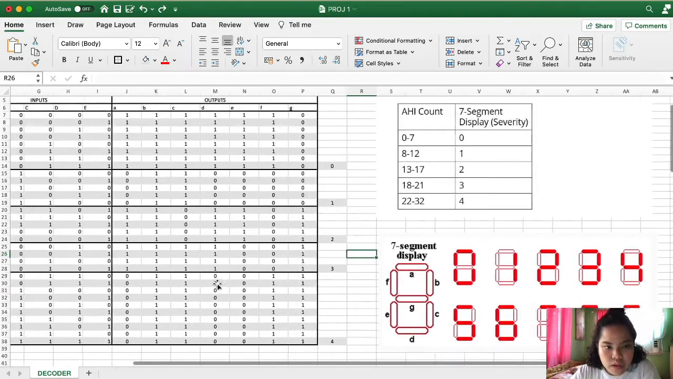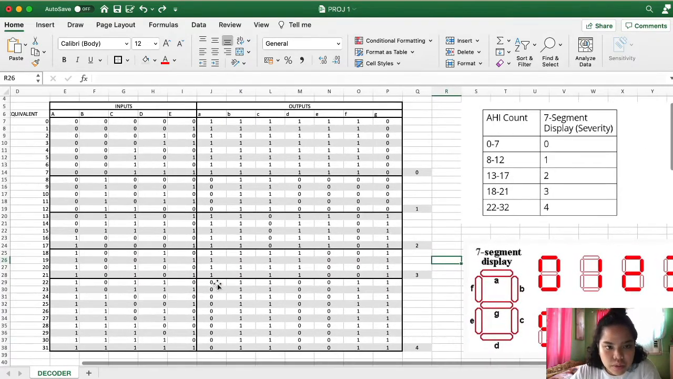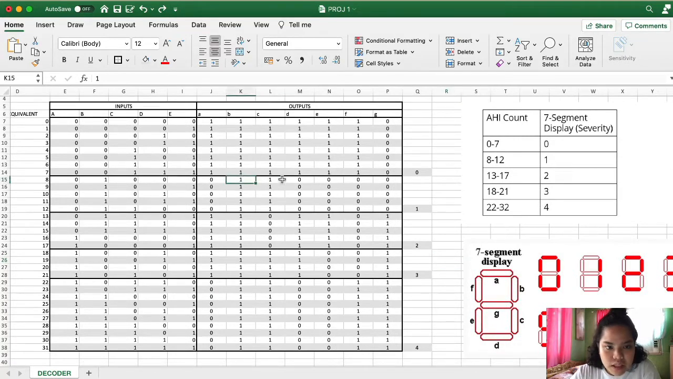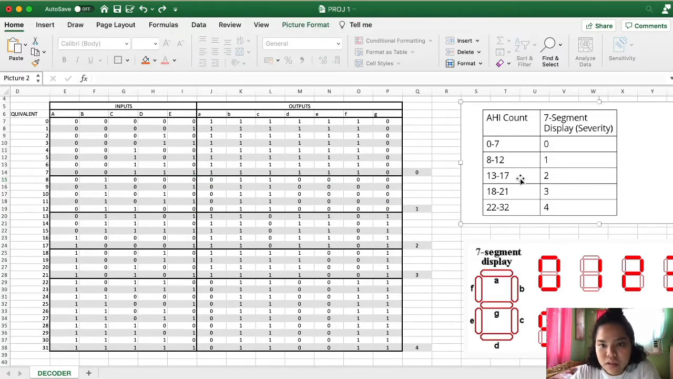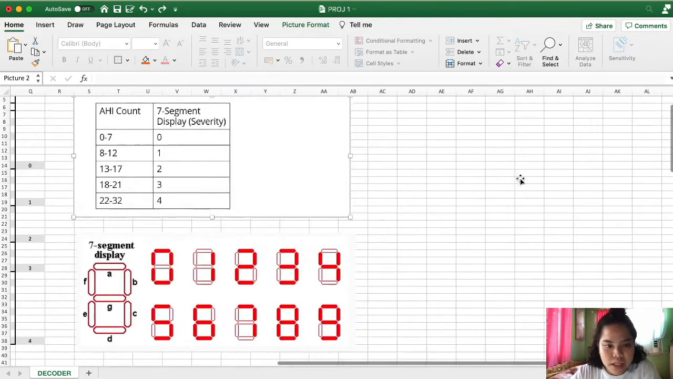So if we would want that to happen here, we only want segments B and C to be on, so it should have a high signal, so it will be 1, while the rest of the segments will be off, therefore it's 0. So this is the same for counts 8 to 12. And then moving on, for AHI count 13 to 17, it would display the number 2 in our 7 segment display.